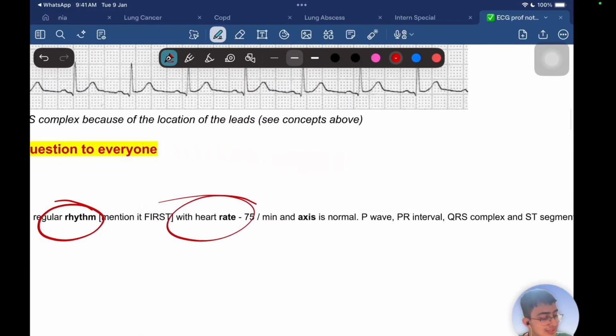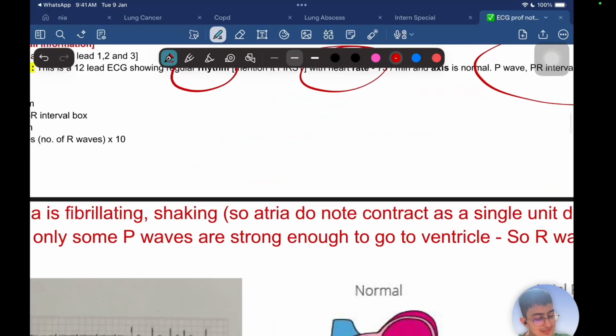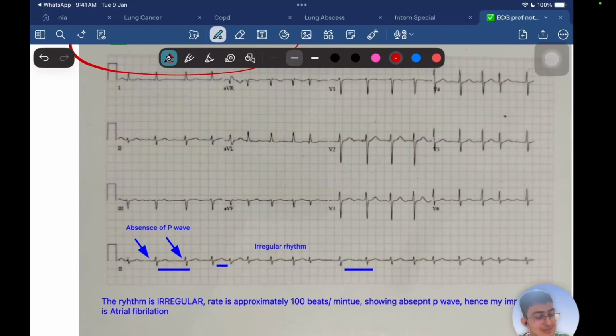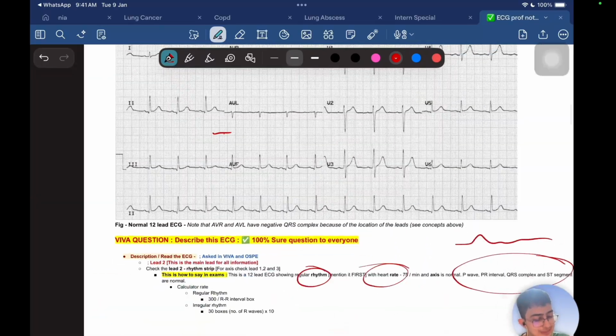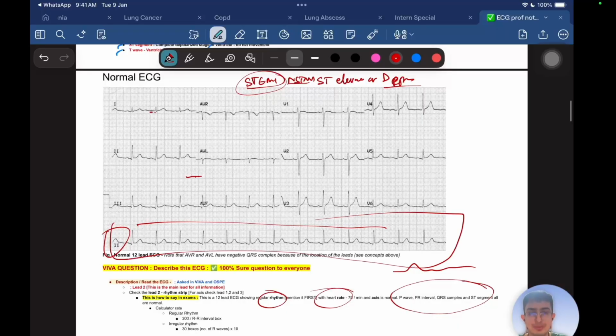Then you'll look at if there is any abnormality of the shape of the ECG. That is the pattern, right? So let's describe this ECG. First thing, you'll look at the rhythm from what? The strip at the bottom, that is the longest one, right? Because it's the longest one, so it's easy to read.